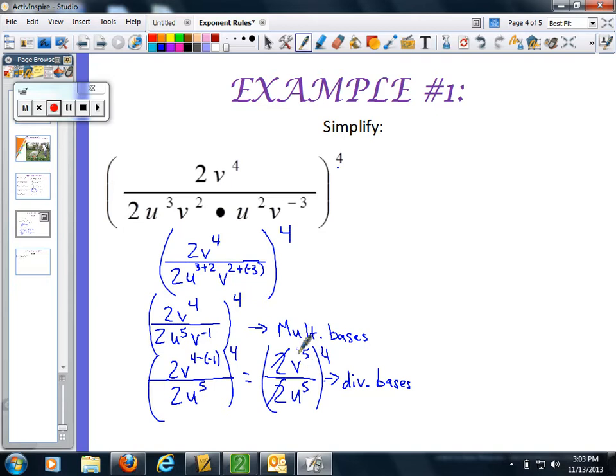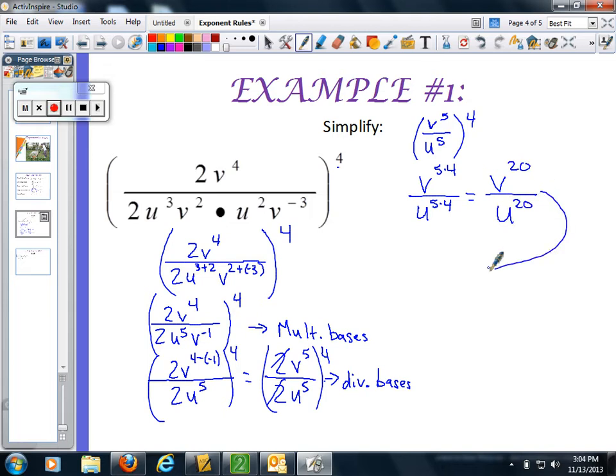Okay? And if you aren't understanding what I just said there, please write it down and ask me about it tomorrow. So this is going to be b to the fifth over u to the fifth, all to the fourth power. And now you do multiplying the exponents. So this is power to power, so this is b to the 5 times 4 over u to the 5 times 4, which is b to the 20 over u to the 20. And this one here was power to power.